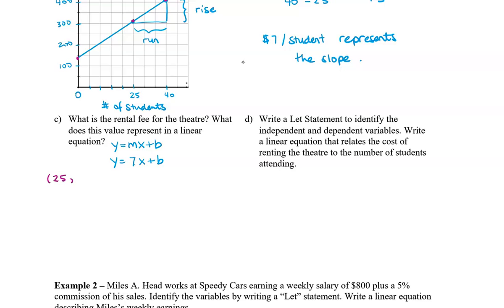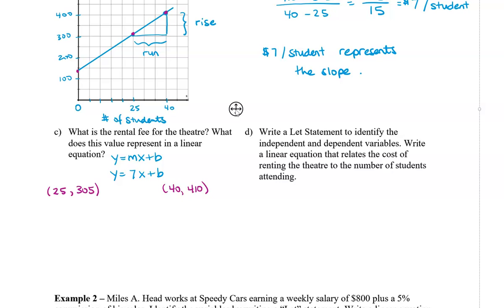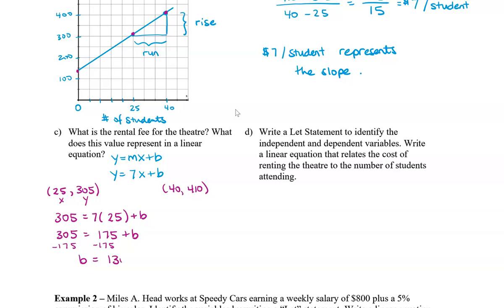So you have 25, and let me scroll back up, that was 305. Okay, and we also have 40 and 410. These points represent x and y because they're all points on this line. So I'm going to plug in the 25 for x and the 305 for y. So I'm going to get 305 equals 7 times 25 plus b. Then I'm going to multiply my 7 times 25, which is 175, plus b. And then I'm going to subtract 175 from both sides. So I find out that b is 130.